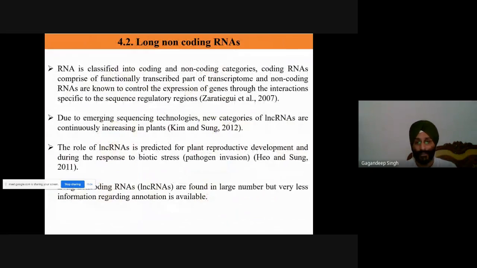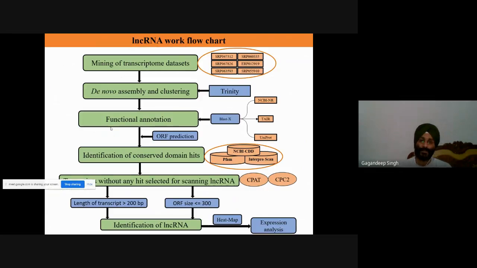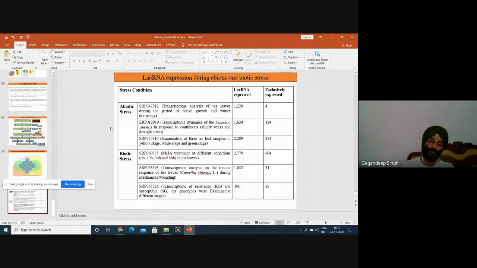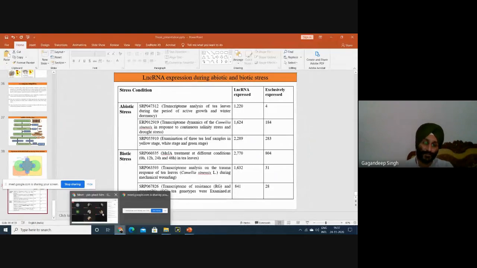And finally, long non-coding RNAs and microRNAs are markers that can also be mined, as I have shown in my previous slides. This is the long non-coding RNA workflow chart that I have published, and these are the conditions where I have validated the expression analysis of long non-coding RNAs. This is the work that we can do by using next generation sequencing.